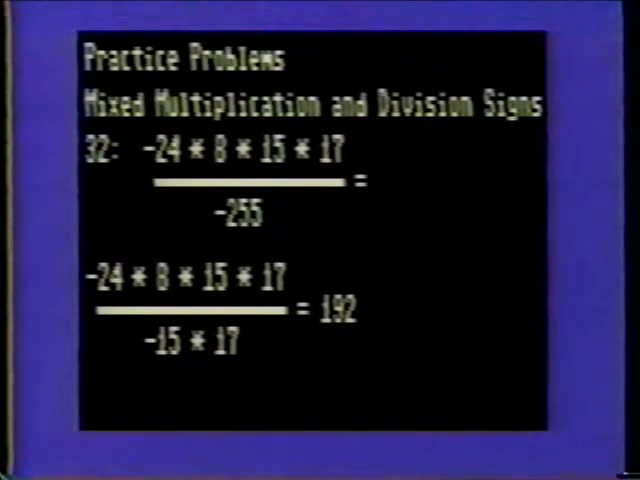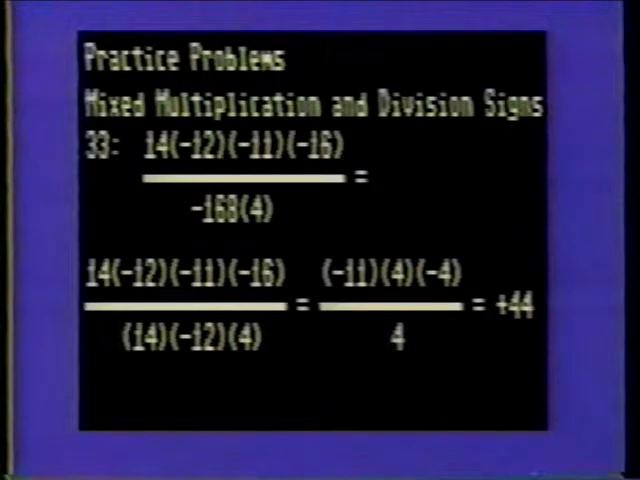Problem 32. Negative 24 times 8 times 15 times 17 divided by negative 255. First, we must simplify the problem. Negative 24 times 8 times 15 times 17 divided by negative 15 times 17. We know that 15 times 17 divided by negative 15 times 17 equals negative 1. Negative 24 times 8 times negative 1 equals 192.